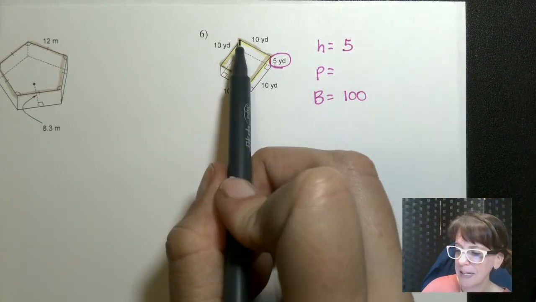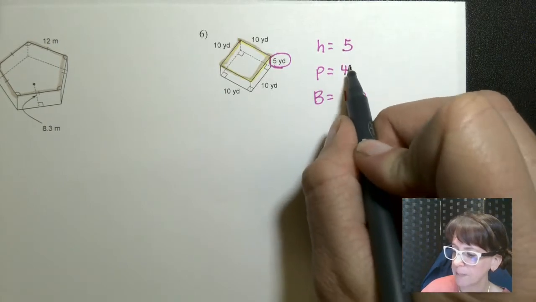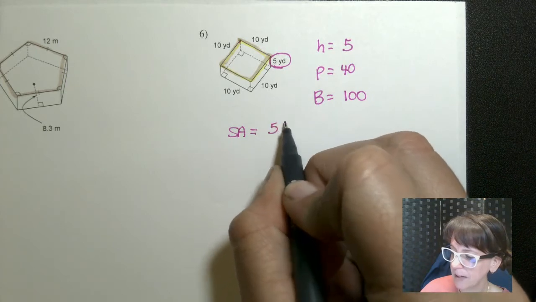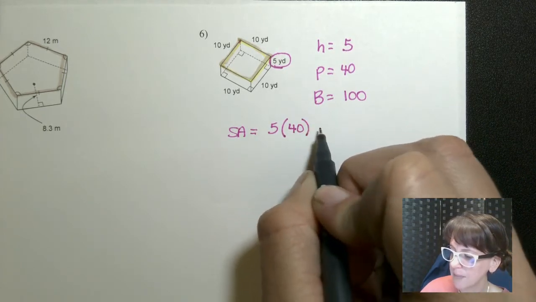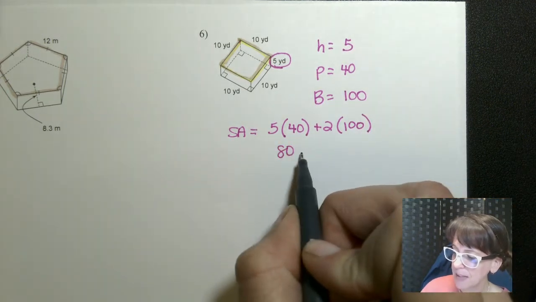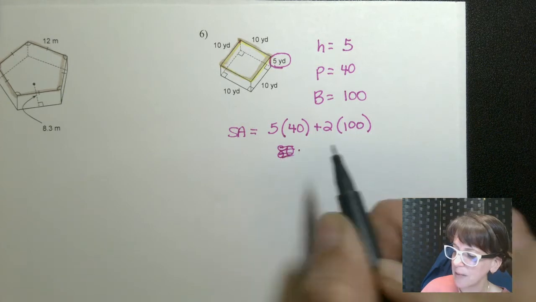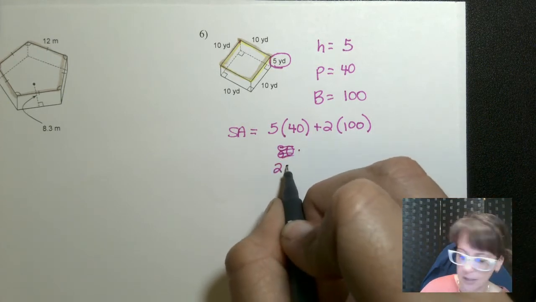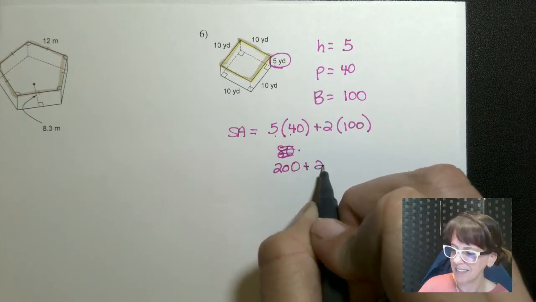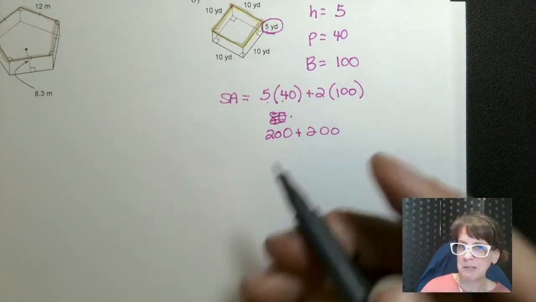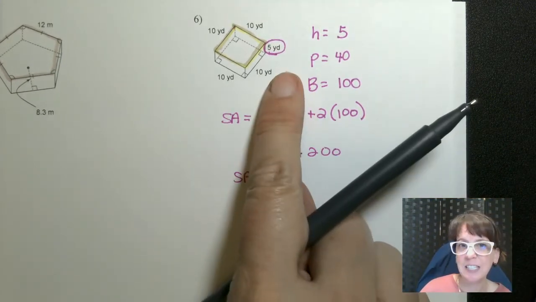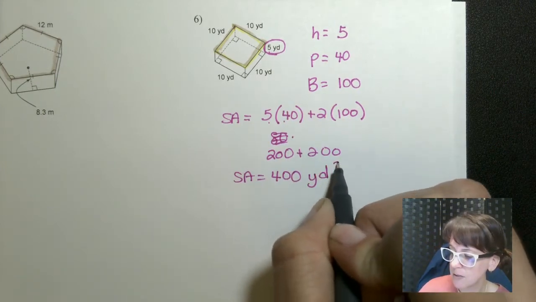Now, the perimeter of my base is 10, 10, 10, 10, so that's going to be 40. So the surface area equals our height, which is 5, times our perimeter, which is 40, plus 2 times the area of the base. So we get 80, oh wait, no, that's not 80. What am I thinking? That is 200. So we've got 5 times 4 is 20 plus a 0. So we get 200 plus 200. So the surface area is 400, and we look at our unit, it's yards. So we say 400 yards squared.